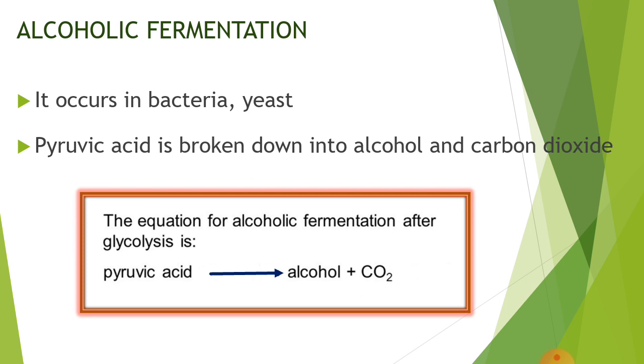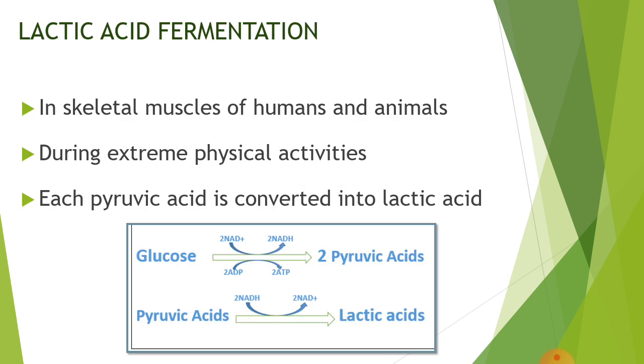Alcoholic fermentation occurs in bacteria and in yeast. Pyruvic acid is broken down into alcohol and carbon dioxide. The equation for alcoholic fermentation after glycolysis is: pyruvic acid forms alcohol and carbon dioxide.